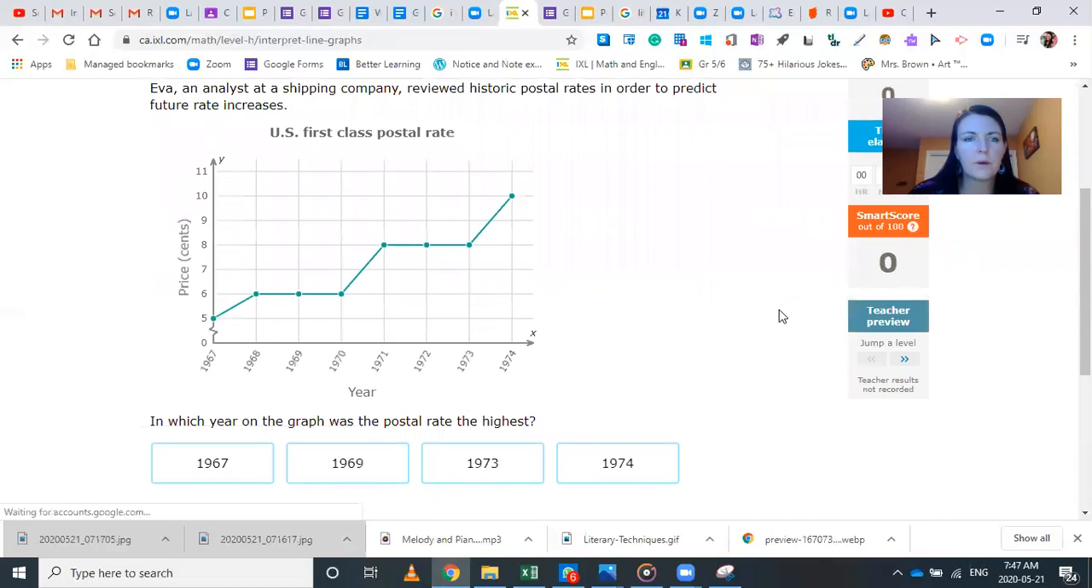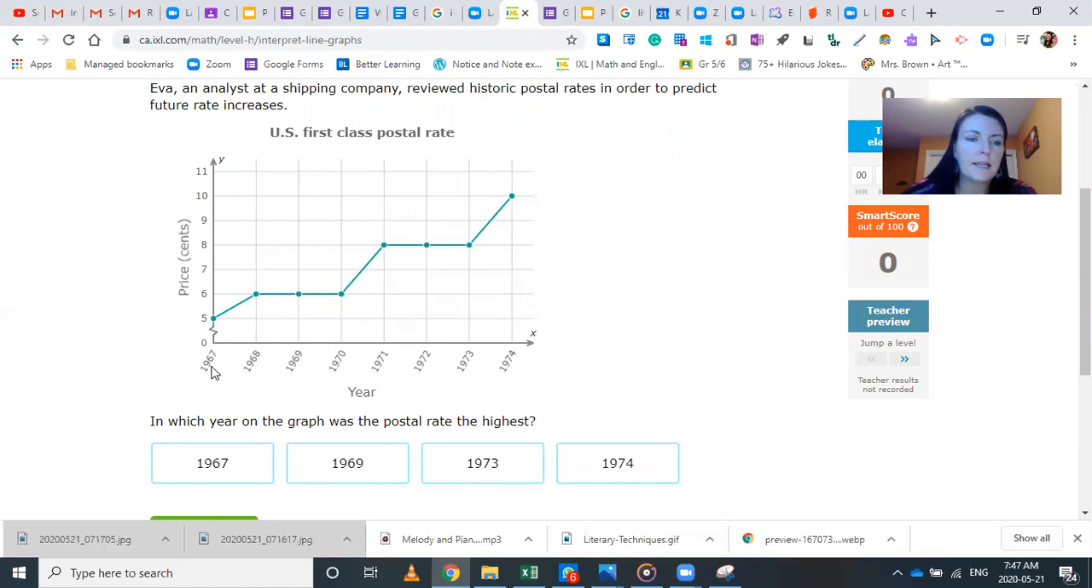DD15. Okay. Eva, an analyst at a shipping company, reviewed historic postal rates in order to predict future rate increases. US first class postal rate. Now, Mr. Champion had a great little lesson with us on graphing, and just the point of graphs is to show a pattern. And so you can see the pattern has gone from something near the bottom and going up and up and up. It kind of levels off every now and then, it increases and levels off and increases. Okay, and this is the price of posting a letter, let's say.